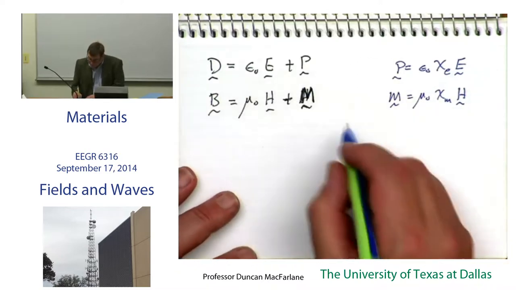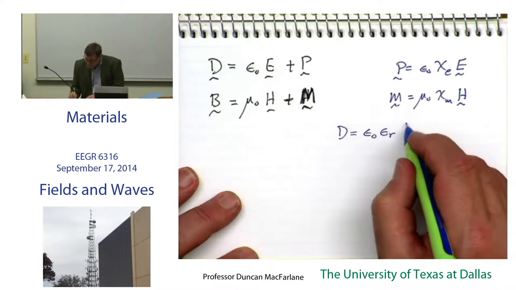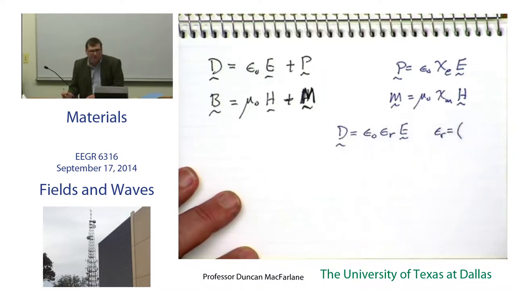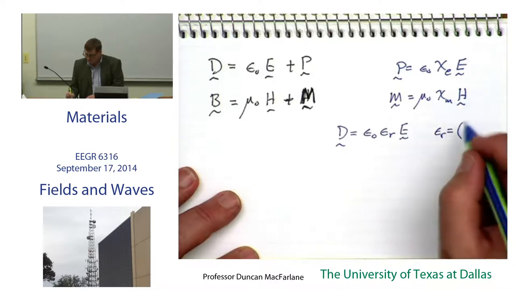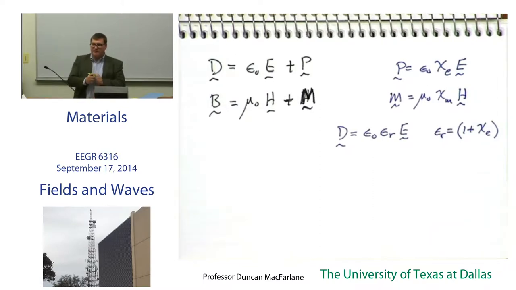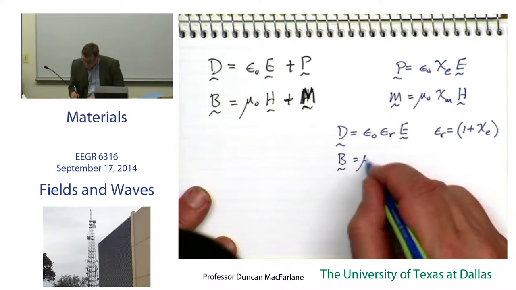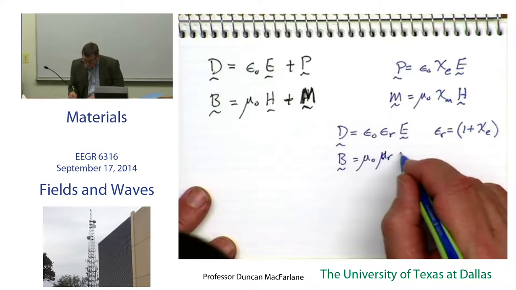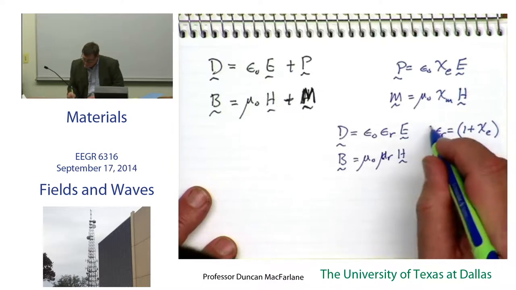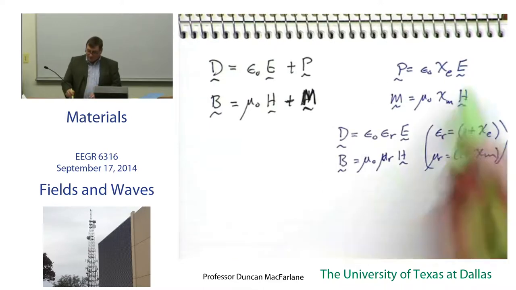And if you substitute these in, you'll see that D is equal to epsilon naught epsilon r times E, where epsilon r is equal to, do you remember what it is? 1 plus chi E. I'm sloppy with that X, which means it's the Greek letter chi. Okay? And similarly, B is mu naught mu sub r times H, where mu sub r is 1 plus chi m. So these are for simple materials.